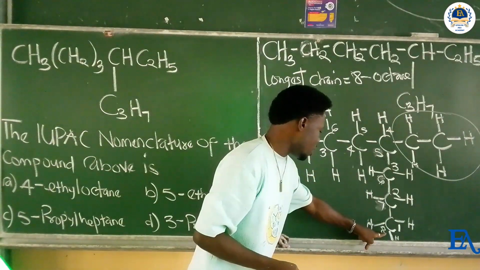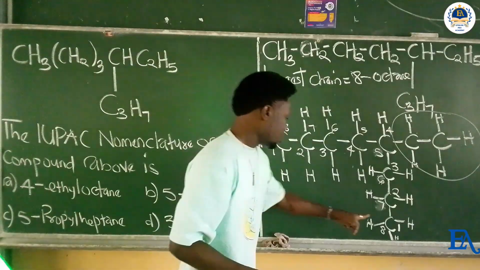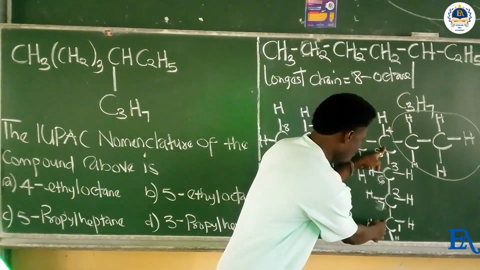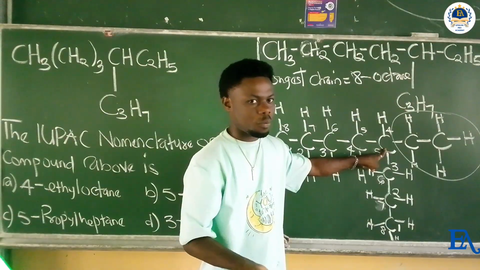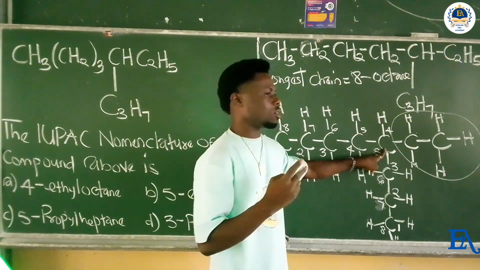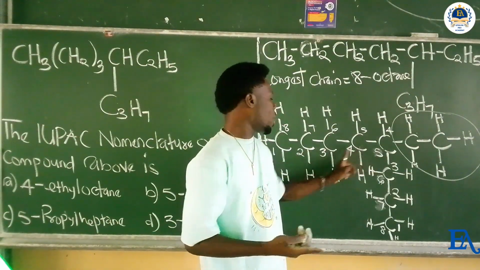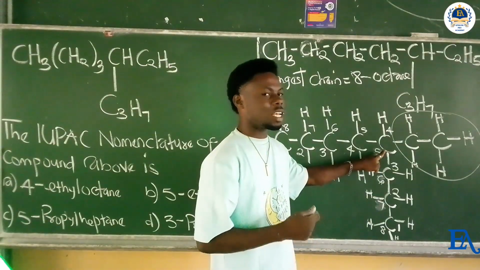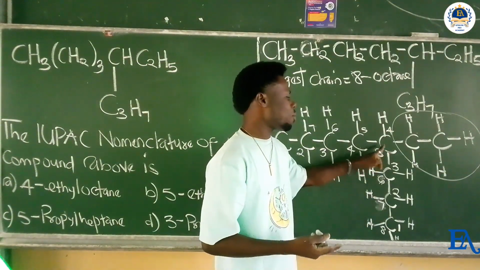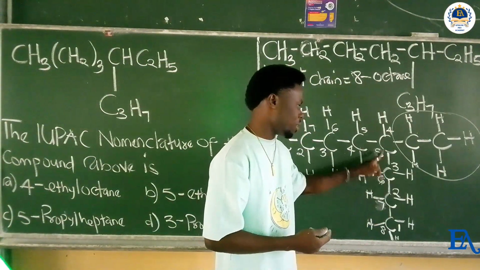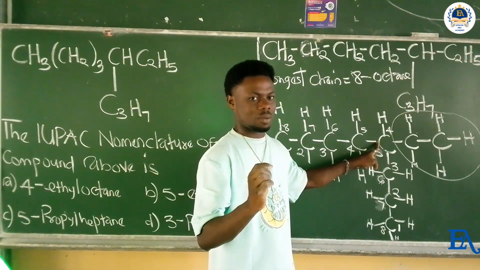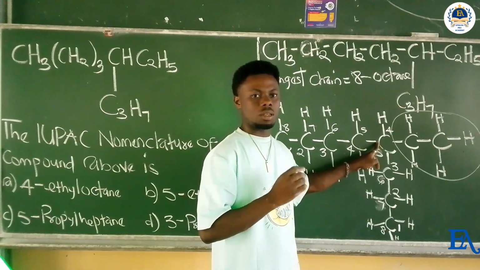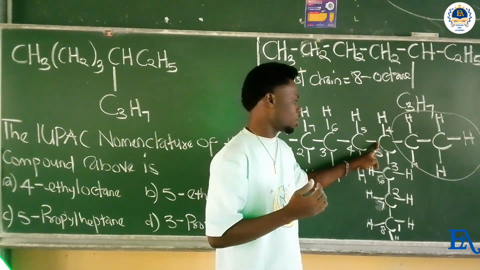Now counting from here down to this place, there's a substituent too: 1, 2, 3, 4, on the 4th carbon atom. So we have a substituent on the 5th carbon atom when counting from here, and another substituent on the 4th carbon atom when counting from the other end. So we go with the one with the lowest number for the substituent. That is the basic rule in organic chemistry nomenclature.